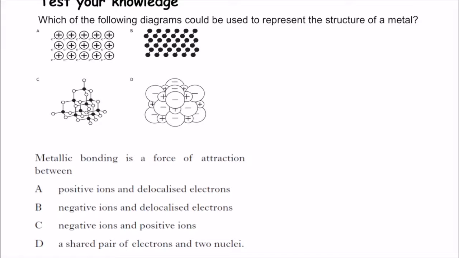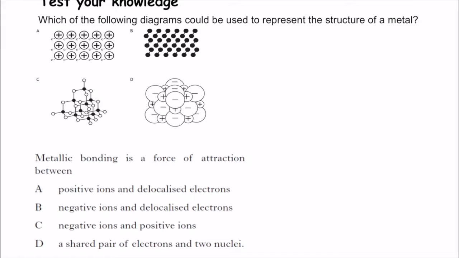Structure A has positive charges and a negative sea of electrons, B is showing some sort of covalent bonding, C is also showing covalent bonding, and D is ionic bonding. So the answer is A. Yes, that is the correct answer, metallic bonding.